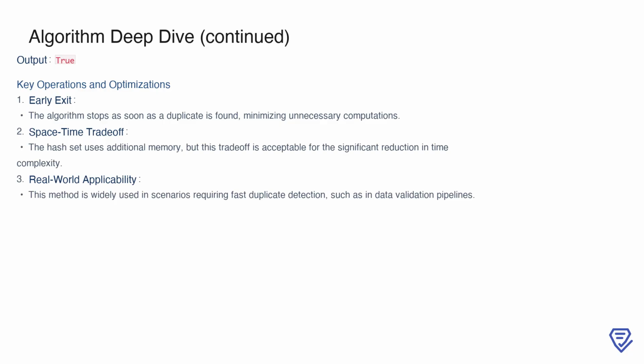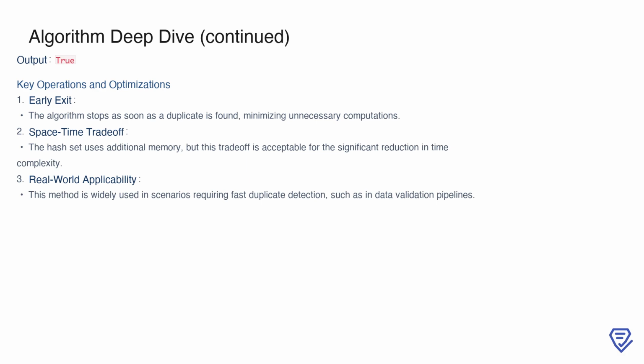This highlights a key optimization of the algorithm. It stops as soon as a duplicate is found, avoiding unnecessary computations. While the hash set does use additional memory, this space-time trade-off is justified by the significant improvement in time complexity compared to the brute force approach.